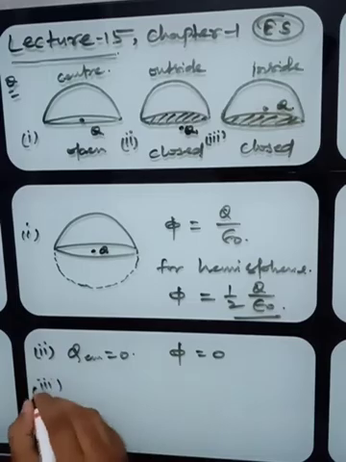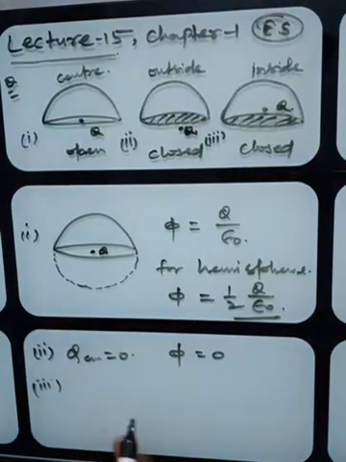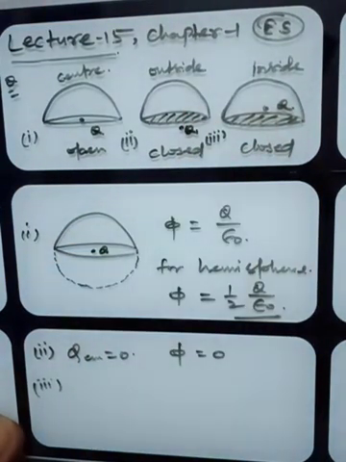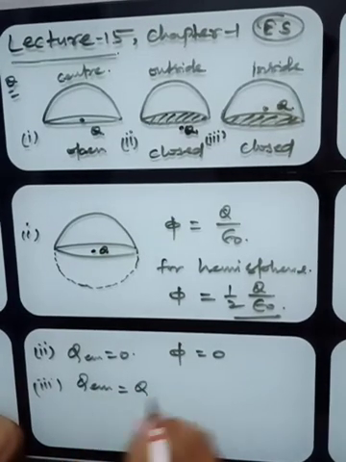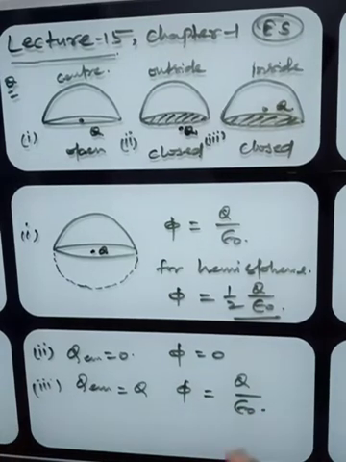Very simple. Third one, since here the body is closed and the charge is inside the hemisphere, and the hemisphere is closed, if it is closed then you can apply the Gauss law. Here the Q enclosed is how much? Again Q. So the phi will be how much? Q by epsilon naught. It is very simple.